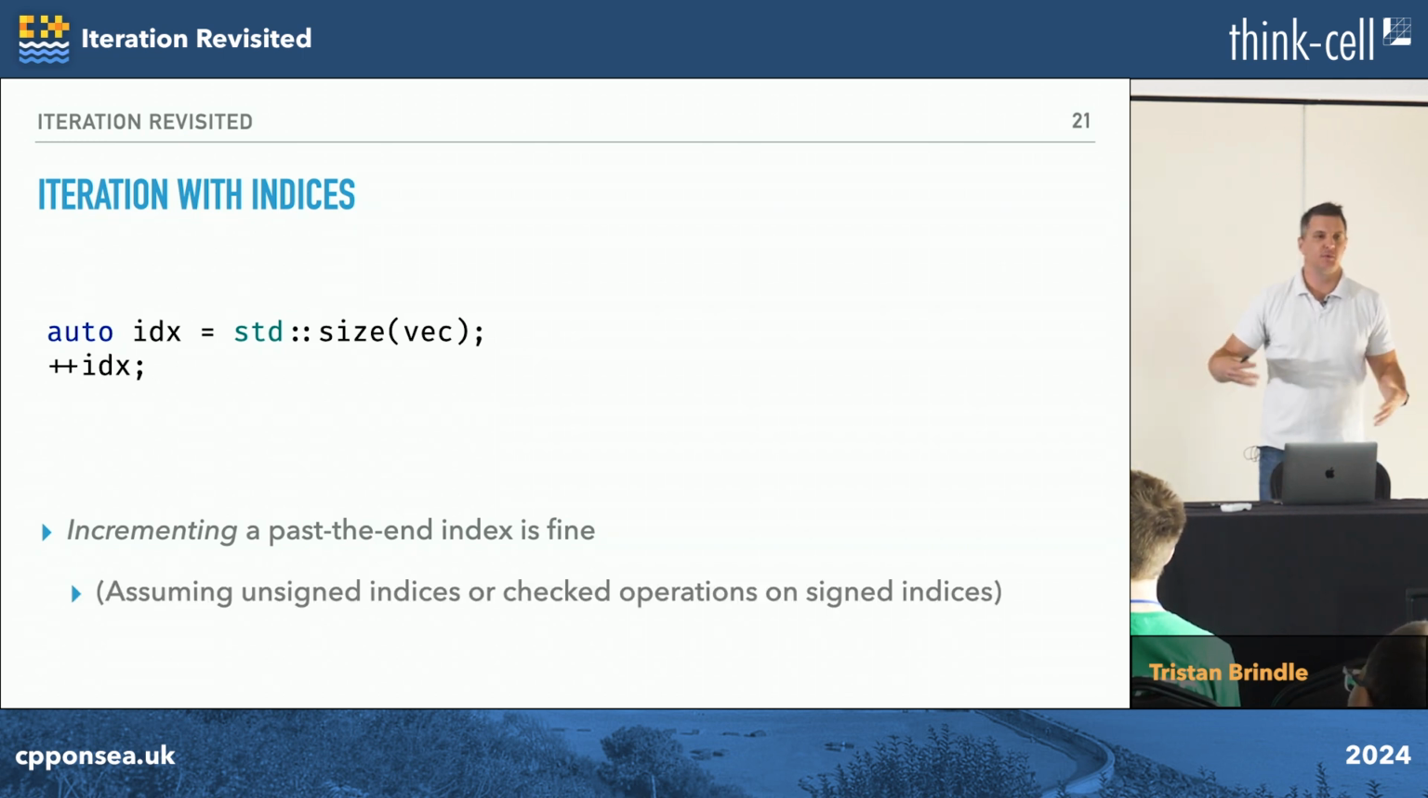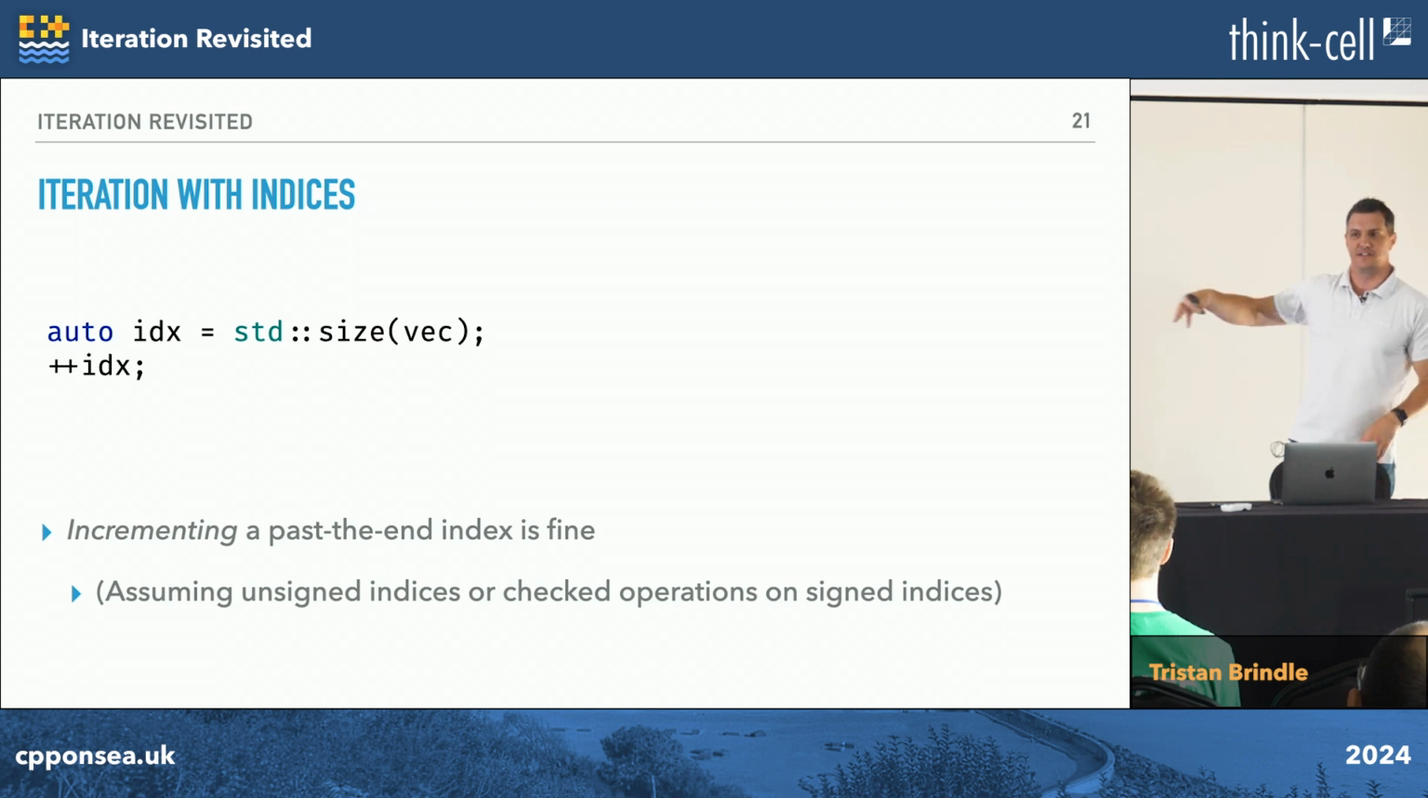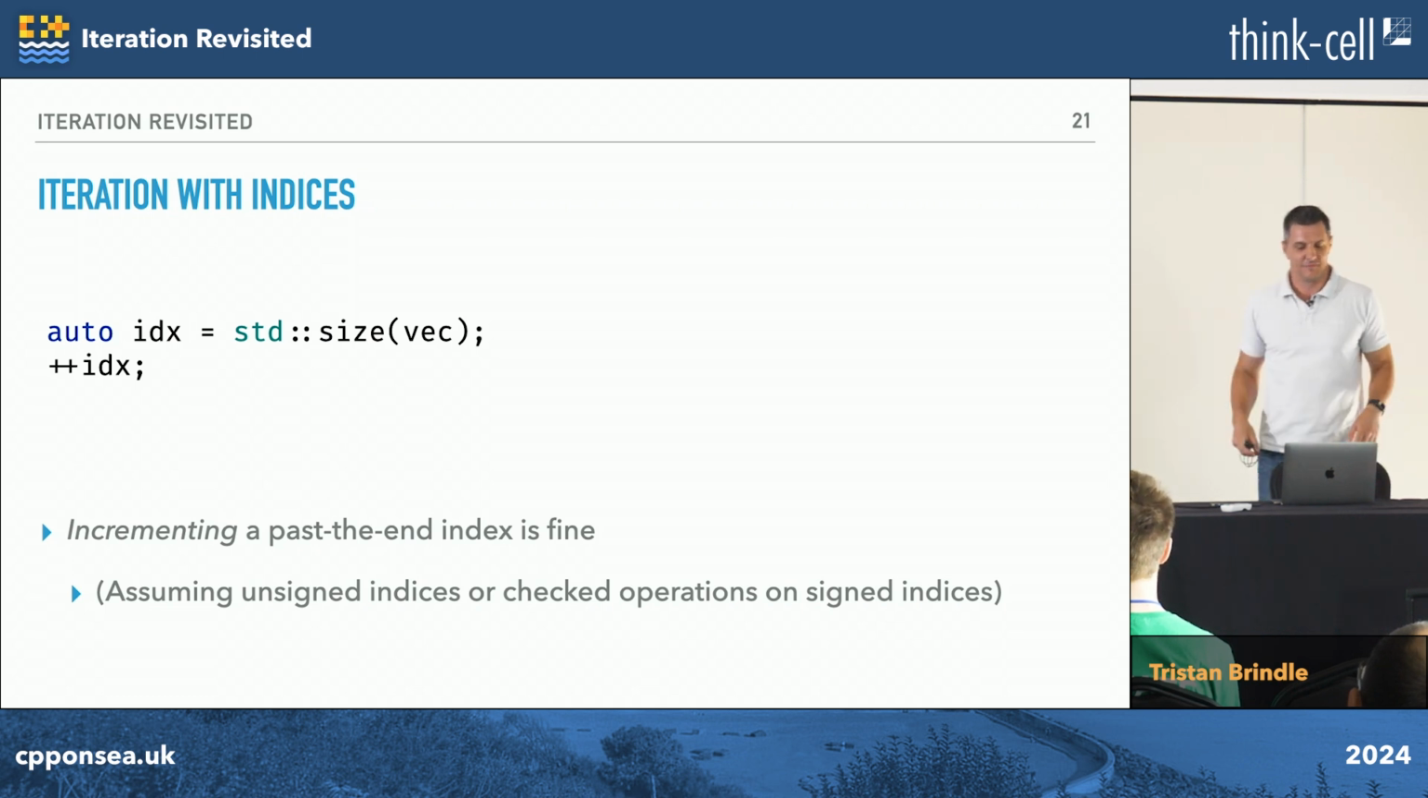And yes, this assumes we're using unsigned indices or that we have checked operations on signed indices. As it happens, in Flux, which I'm going to talk about, we have a whole suite of checked numeric functions. So this is going to be safe.